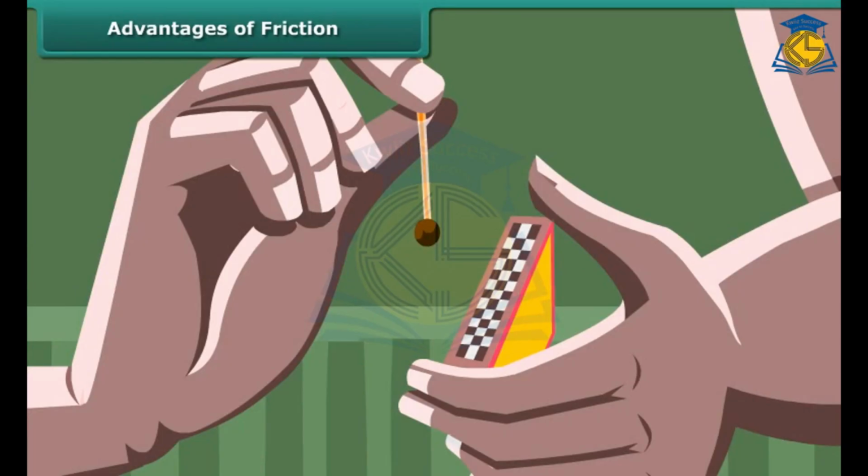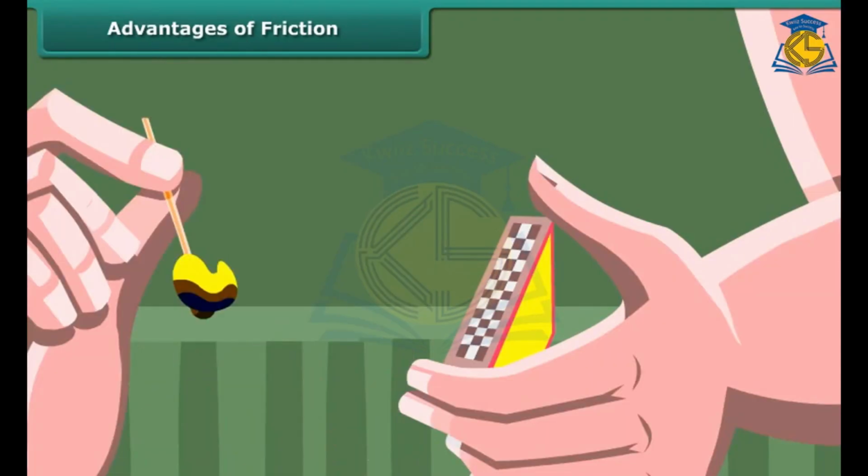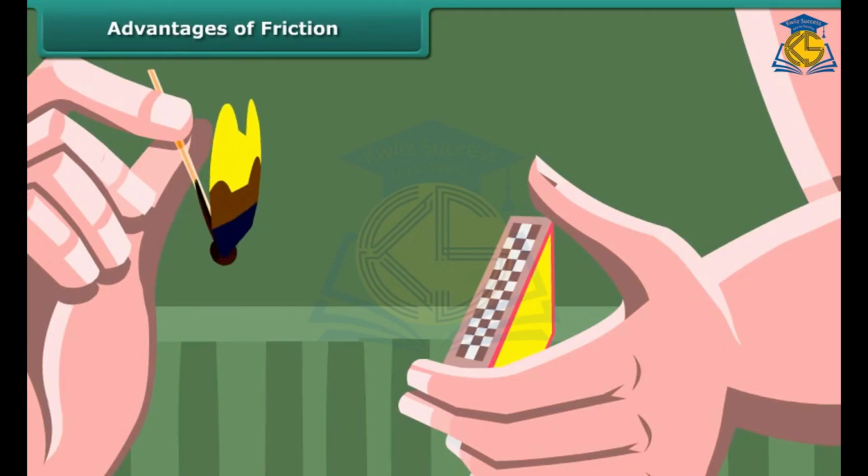Lighting the matchstick is another useful application of friction. Briefly, when we rub a matchstick against the rough side of the matchbox, the friction between the head of the matchstick and the side of the matchbox produces heat.